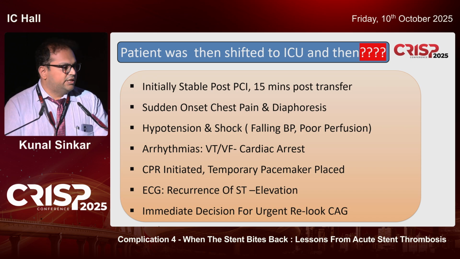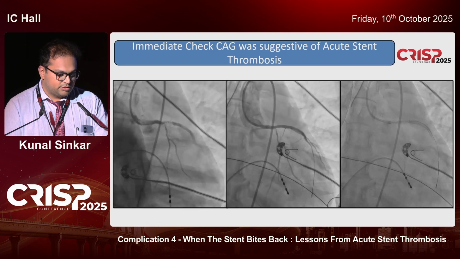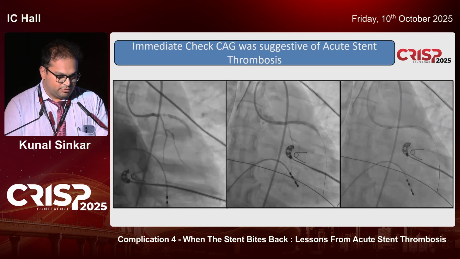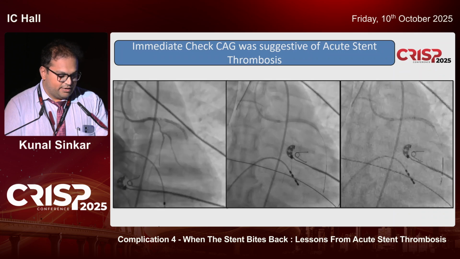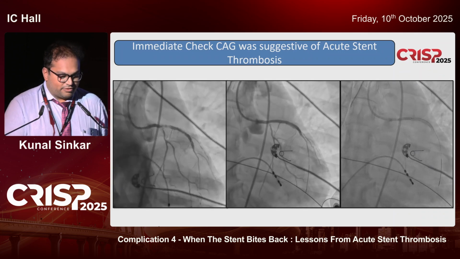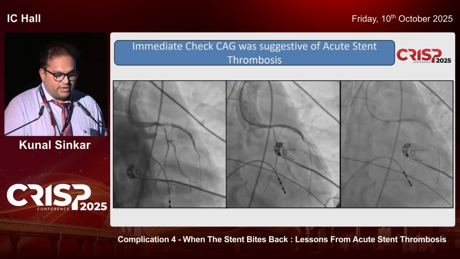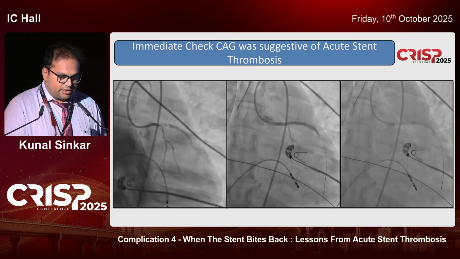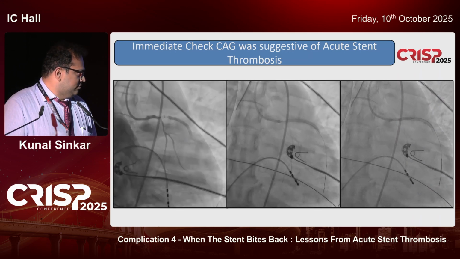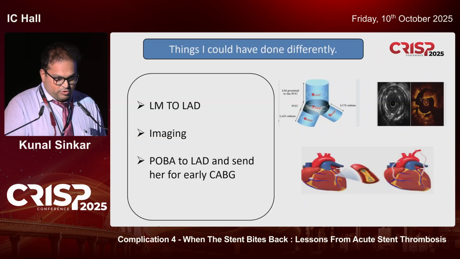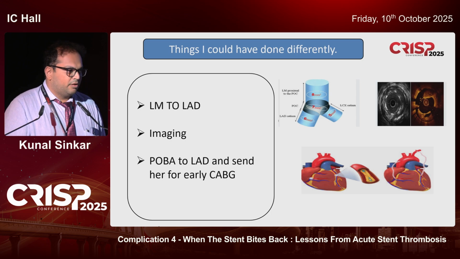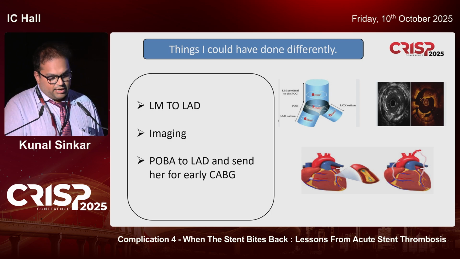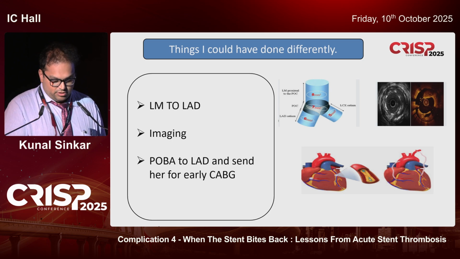Then there was ST elevation, so I took her again for a recheck angio, and I got this result. So I did thrombosuction, continuous CPR for almost 30 to 45 minutes and balloon dilatation, but unfortunately I couldn't save this patient. So things I could have done differently: maybe imaging would have helped me. Maybe a left main to LAD stent, rather than an ostial LAD stent, or POBA to LAD and send early for bypass surgery.